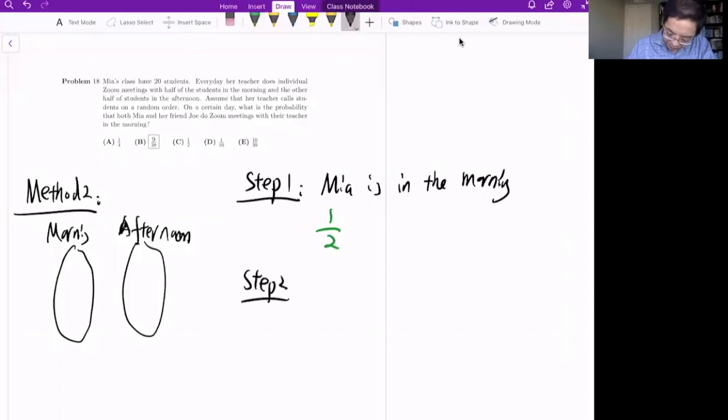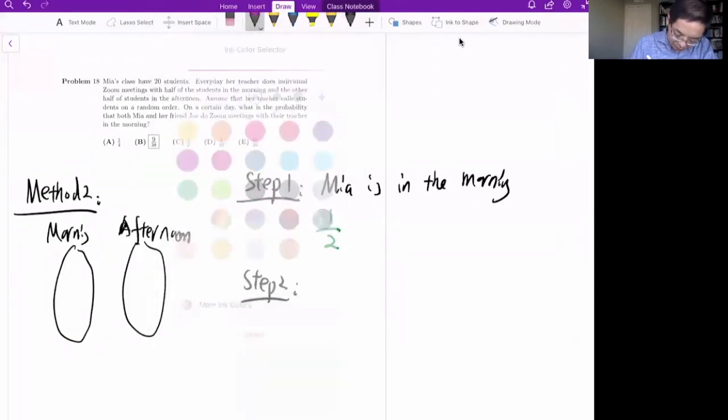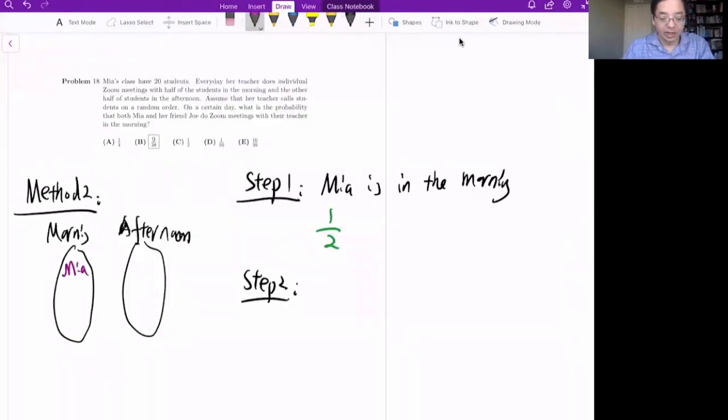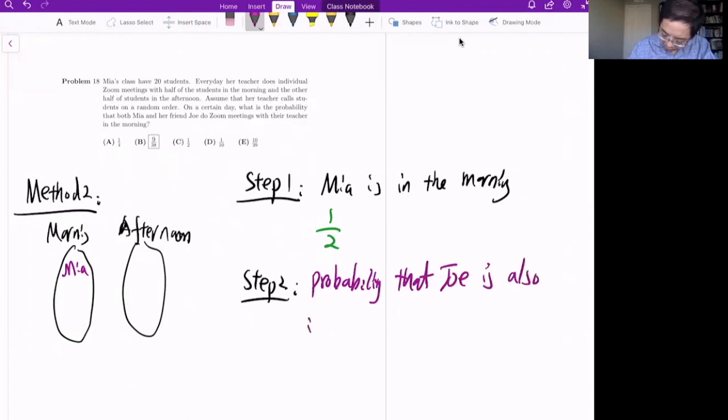Now step 2. Given that Mia is already in the morning session, what is the probability that her friend Joe will also be in the morning session? So what is the probability that Joe is also in the morning, right? This is the next step, given Mia is already in the morning.